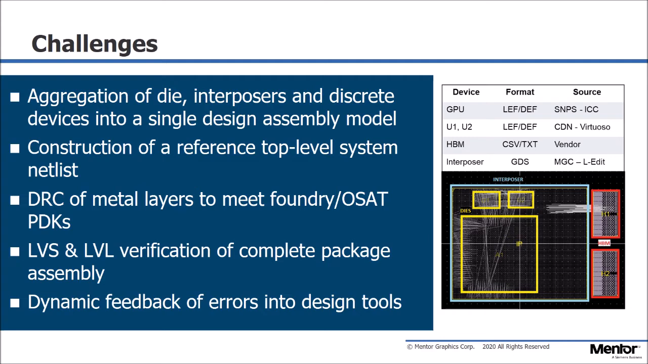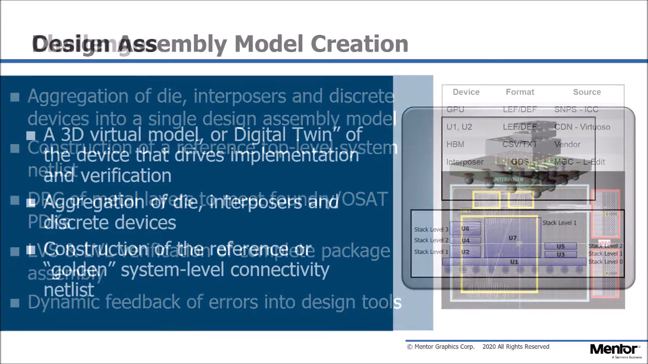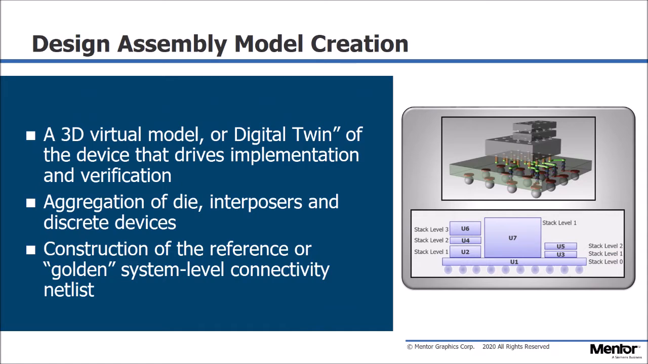Typically, you start with fabrication DRC of each substrate's metal layers, followed by package assembly verification, both at the logical and physical levels. The first step is to construct a model of the entire package assembly. It provides a single moment of truth, or a blueprint, that drives all levels of implementation, verification, analysis and manufacturing. It also provides the golden system level connectivity netlist that will be used during verification.